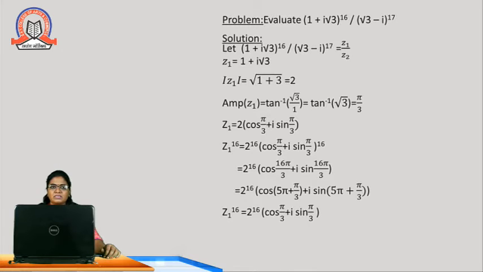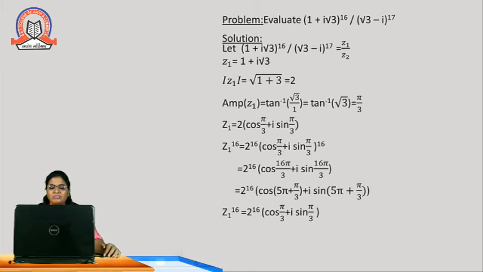z1 equal to, substituting the polar form, we are getting 2 into (cos pi by 3 plus i sin pi by 3). Now from the given question, putting the power, z1 power 16, we are getting 2 power 16 (cos pi by 3 plus i sin pi by 3) power 16. Using De Moivre's theorem we are getting the result 2 power 16 (cos 16 pi by 3 plus i sin 16 pi by 3). To find the answer of this we are getting 2 power 16 (cos (5 pi plus pi by 3) plus i sin (5 pi plus pi by 3)).